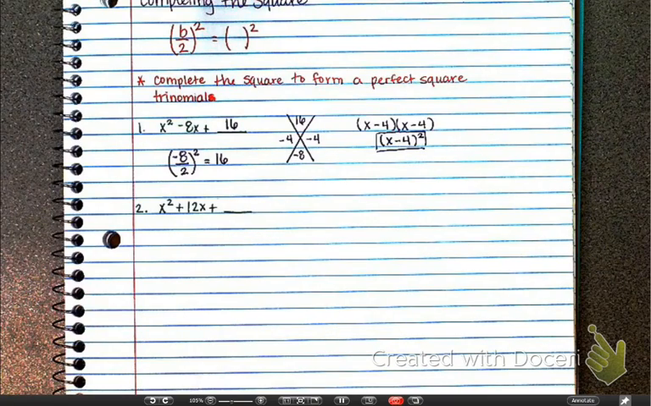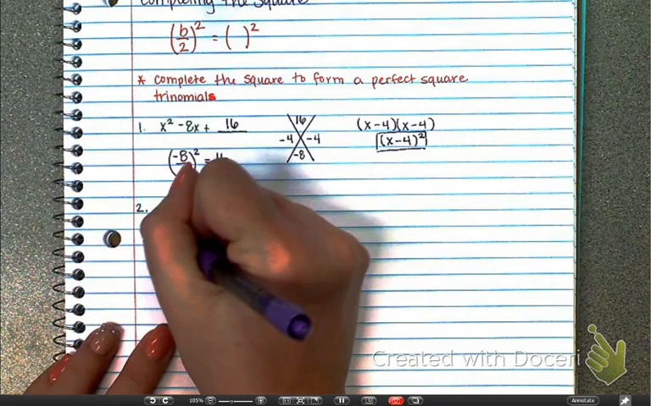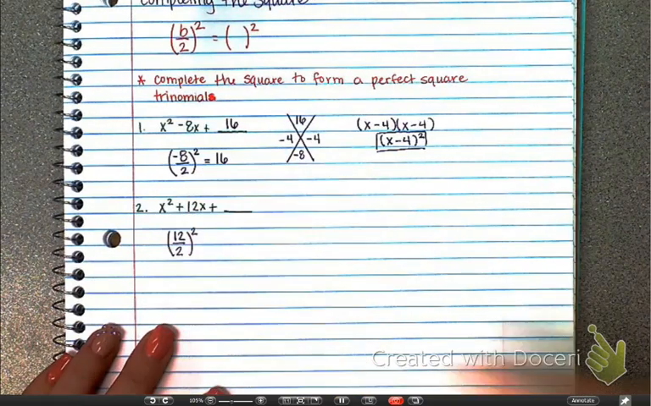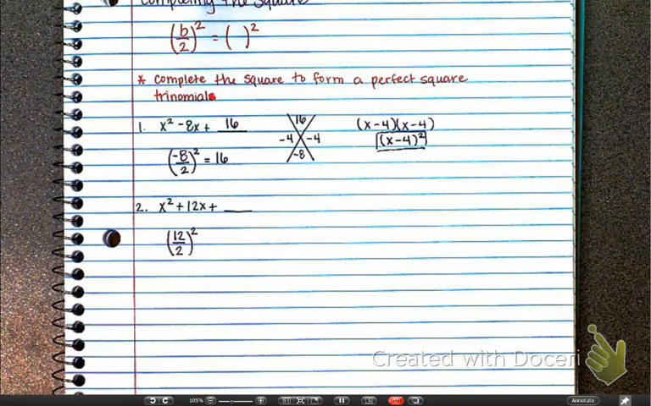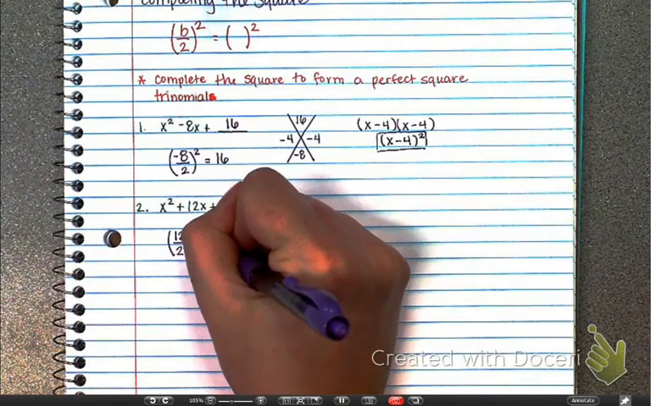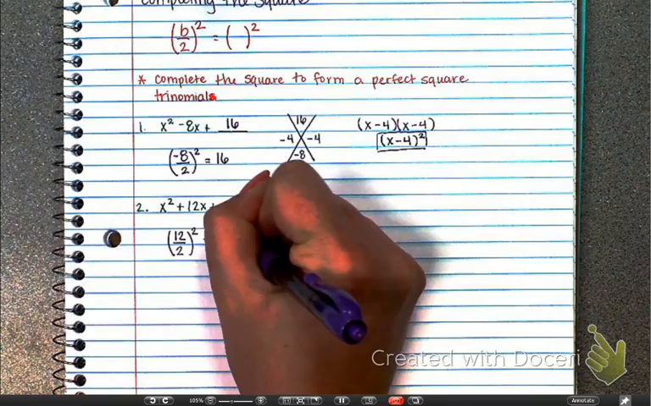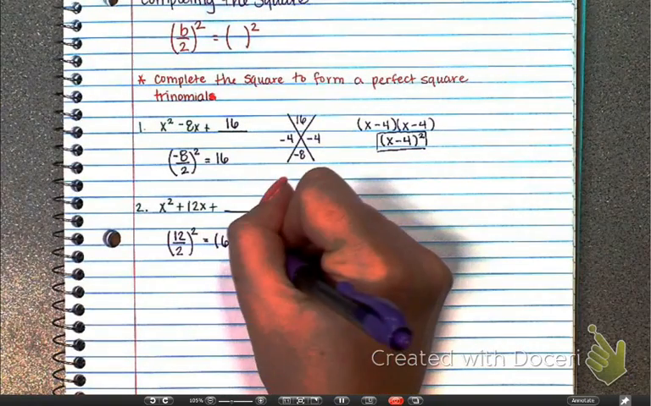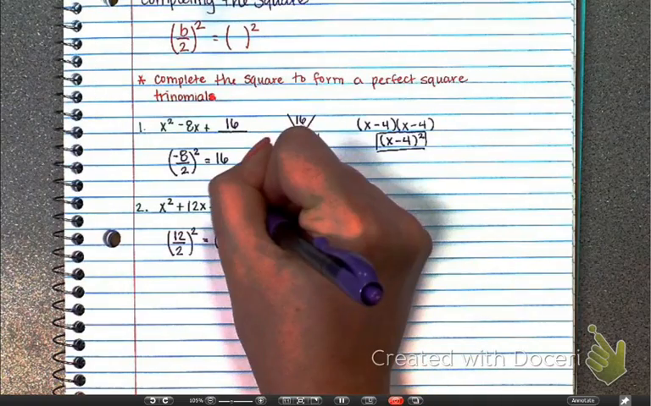So what is my b term? 12. So 12 divided by 2 squared, right? 12 divided by 2 is 6. Now, I'm going to write a second step in here just so you can see something. So I have 6 squared, and 6 squared is 36, so that fills in this blank.